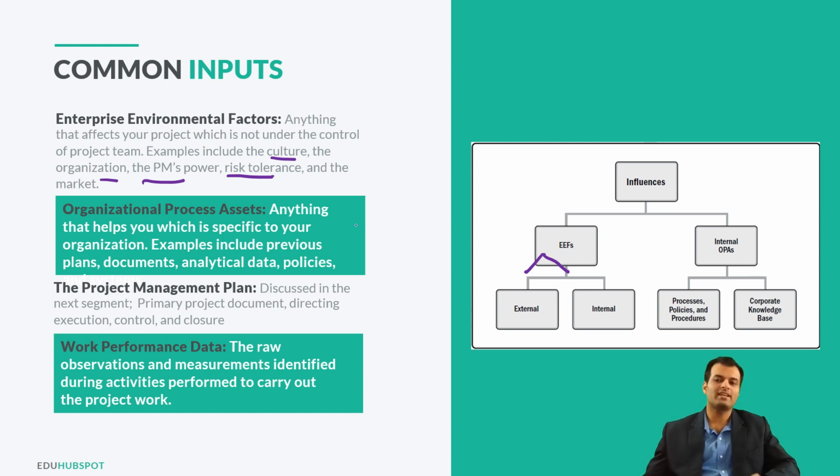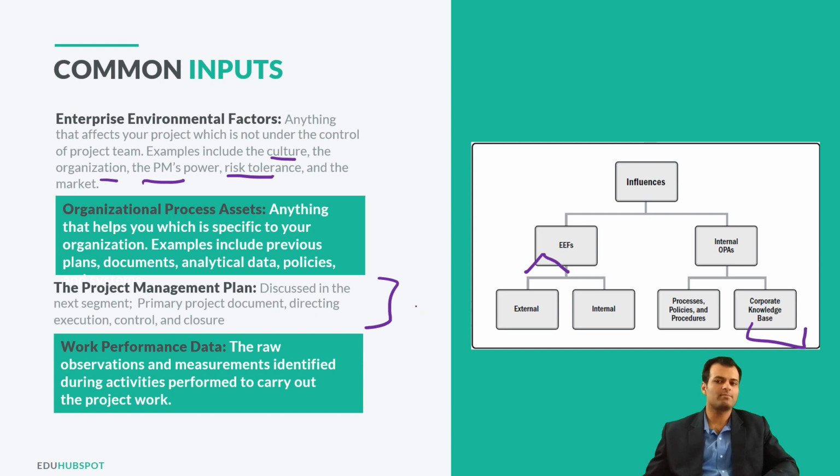On the OPA side, it is anything that helps you which is specific to your organization. Examples include previous plans, documents, analytical data, policies. I would say organizational process assets are something very internal, specific to your organization. For example, your corporate knowledge base. Where are you storing these lessons learned? Where are you gathering that information? If you want to do some lessons learned, or see a particular template, you will go to your knowledge base, which is of your organization. Then how you can improve the policies, how you can improve the processes followed by your organization. All those things are also part of your OPA.